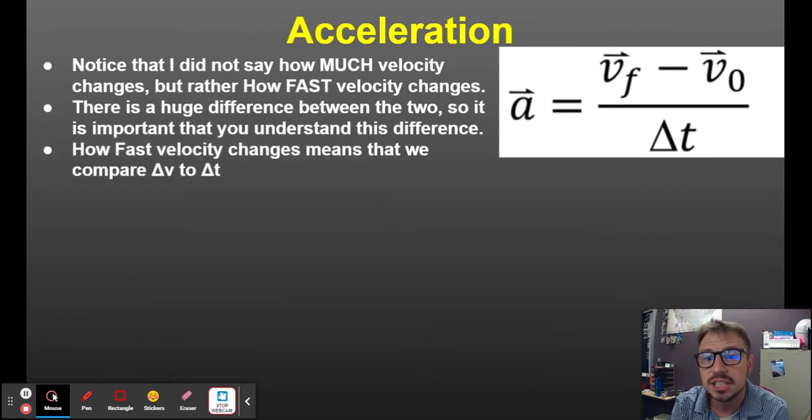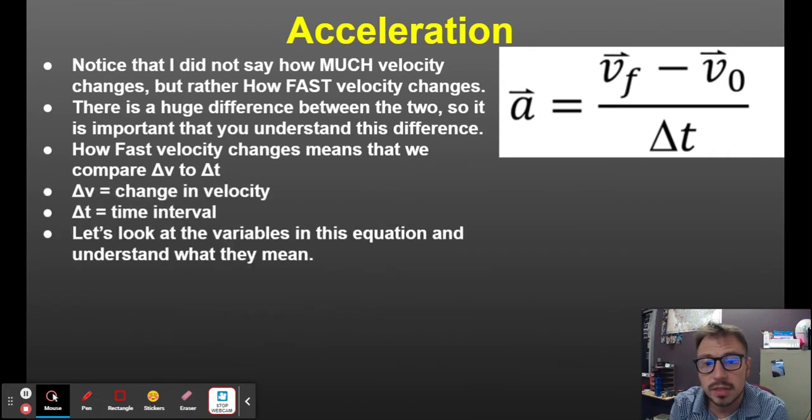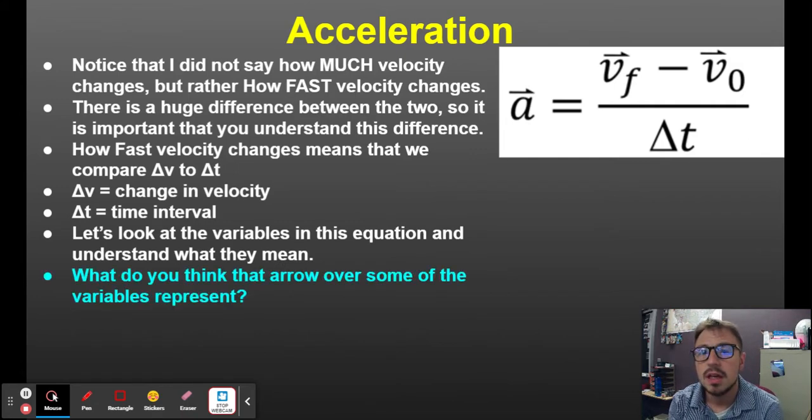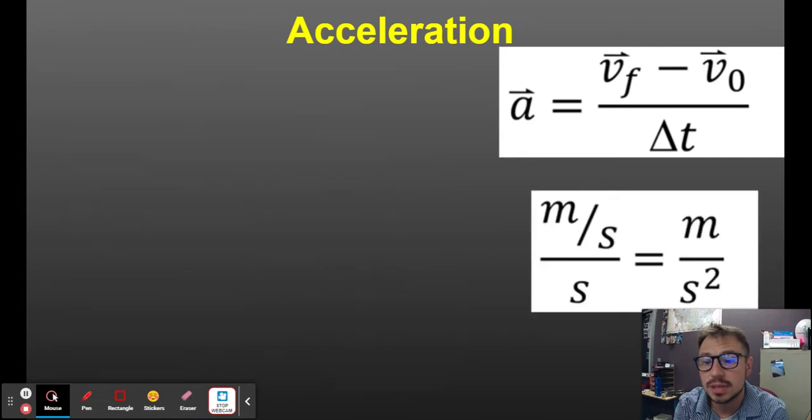So how fast velocity changes means that we compare delta v to delta t, so change in velocity to change in time. That triangle is delta, and that means change. And the arrow over some of those variables means that those are vector quantities. The direction needs to be taken into account.